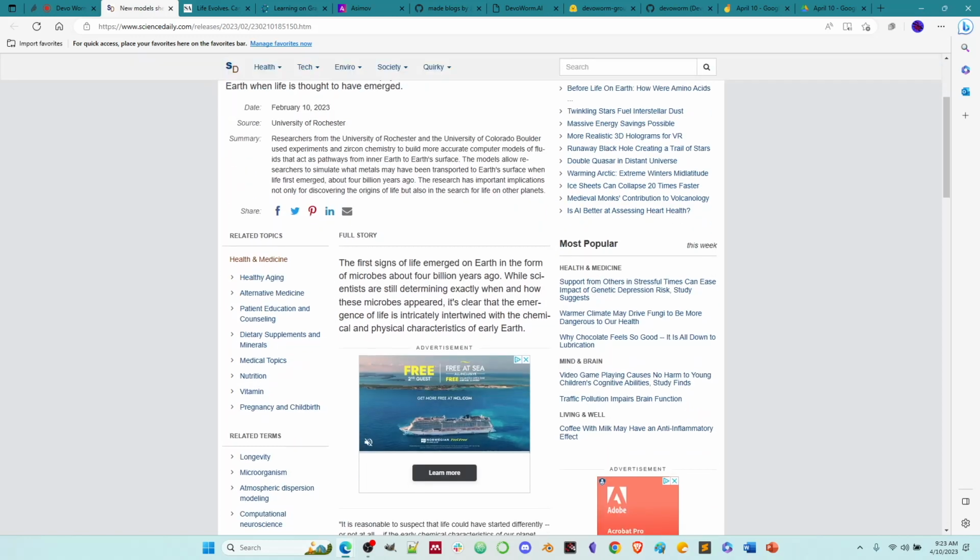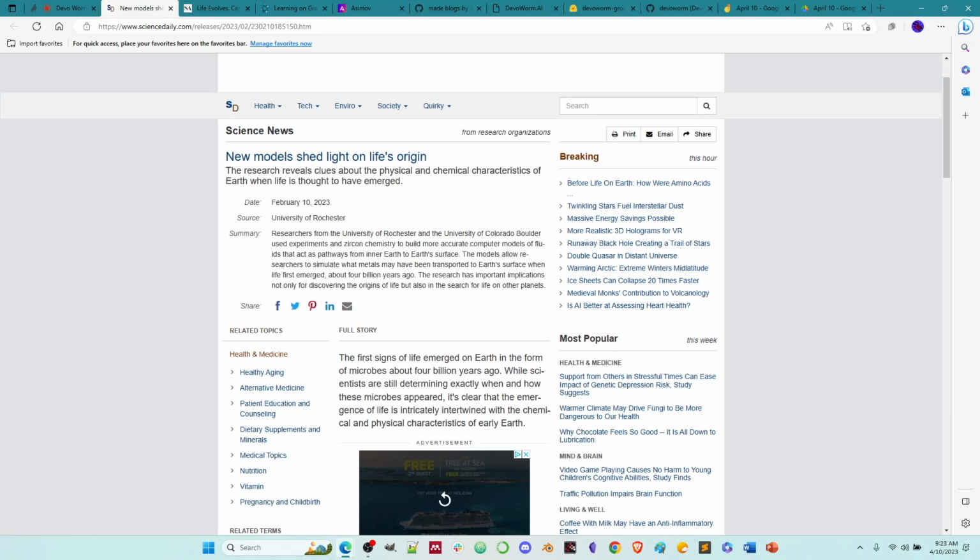This is an area of early life research where people were doing things like looking at astrobiology and other things to get clues on how life emerged and started to evolve. This is the summary: researchers from the University of Rochester and the University of Colorado Boulder used experiments in zircon chemistry to build more accurate computer models of fluids that act as pathways from inner Earth to Earth's surface. So this is sort of Earth science meets biological science. The models allow researchers to simulate what metals may have been transported to Earth's surface when life first emerged about 4 billion years ago. This research has important implications not only for discovering the origins of life, but also in the search for life on other planets.